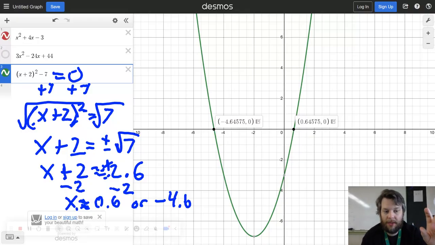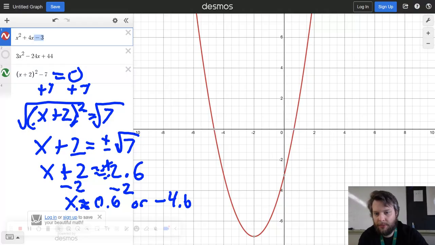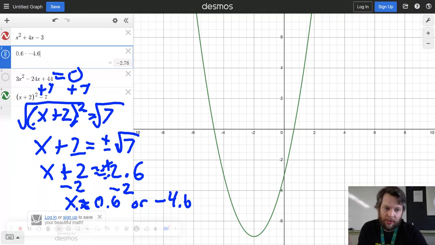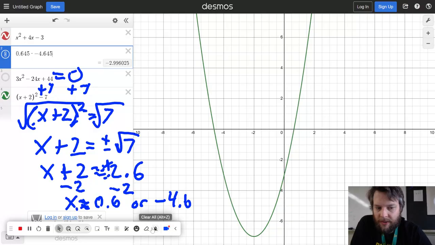And I want to point out something. At the beginning of this video, I said that we wouldn't be able to factor it because we couldn't think of the numbers that multiplied to make negative 3 and added to make 4. Watch what happens if I go 0.6 multiplied by negative 4.6. Gets close to 3. The reason it's not exactly 3 is because I rounded it off. If I put a couple more decimal points in there, you'll see I'll get even closer and closer to 3. And if you add those two numbers up, you get 4. Okay? So that was an example of completing the square where the a value is 1.